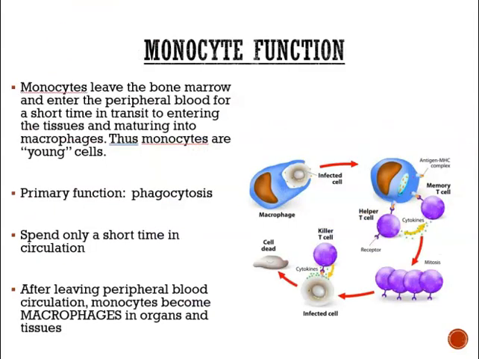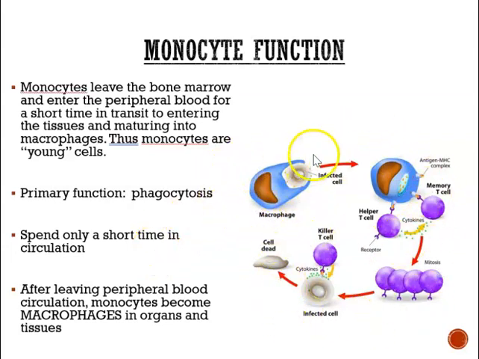So monocytes, what are their functions? Monocytes leave the bone marrow and are in the peripheral blood for a short time in transition to entering the tissues, and they mature into macrophages. Thus, monocytes are young cells, and their main function is phagocytosis. They only spend a short period of time in circulation because they ultimately want to get to tissues or organs and become macrophages. When I say short time, I'm only saying a day or so in circulation.